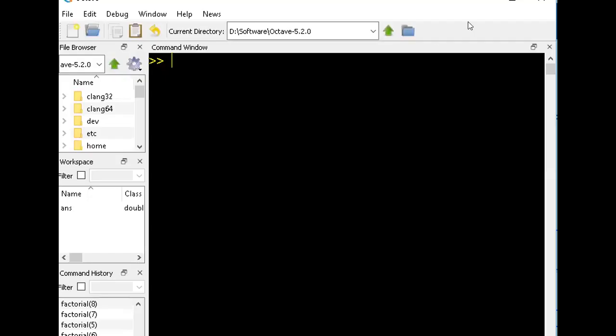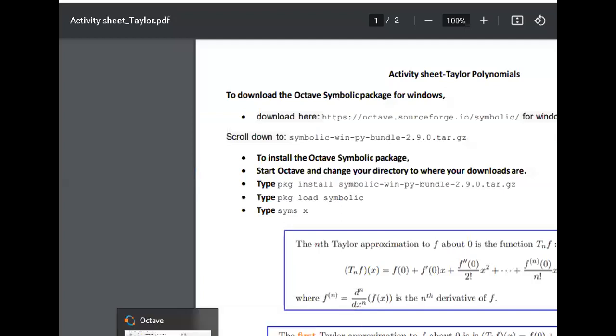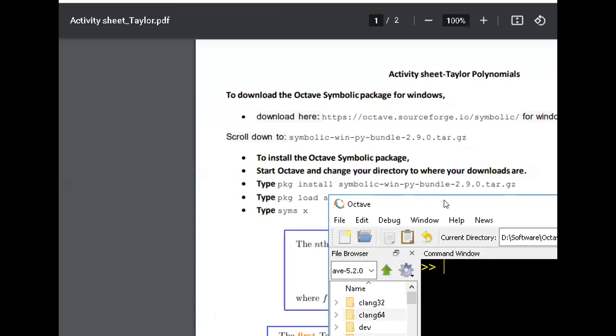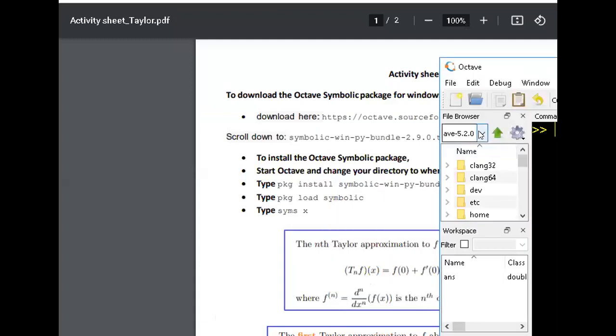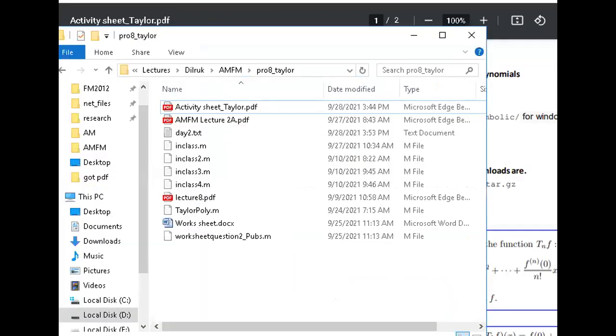your Octave window. Yes. All right. You can change the directory to where your downloads are, right? You can change this directory from here, or you can copy your file to one of the folders in the Octave folder, right?